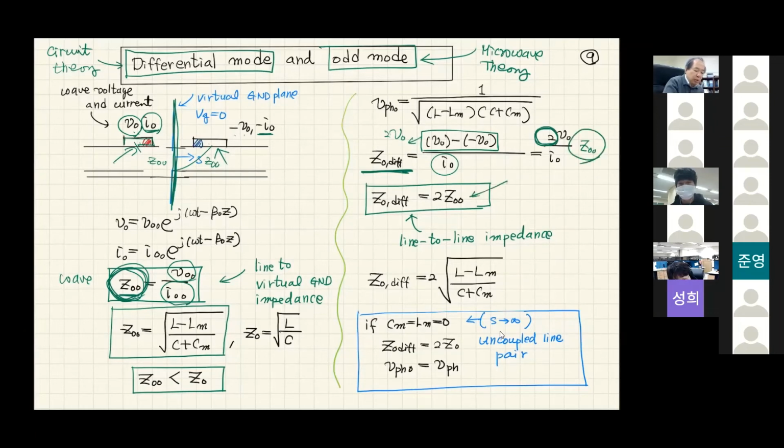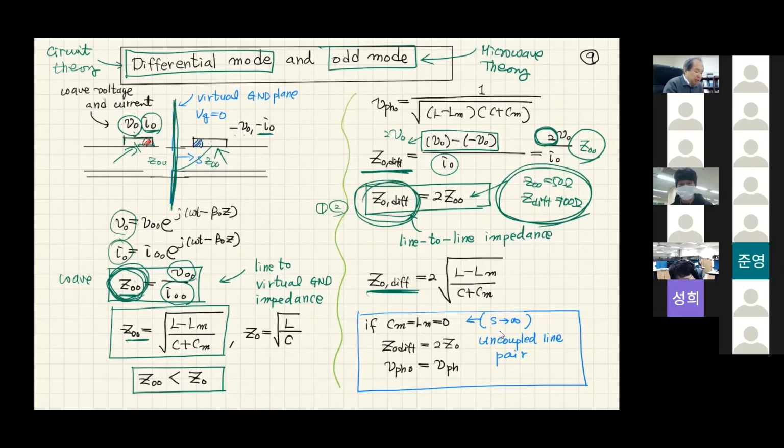So usually let's assume that odd mode impedance is 50 ohm and differential mode impedance is usually 100 ohm. But phase velocity is the same because the field distribution doesn't change. The only difference between differential mode and odd mode is the definition. Differential mode is the wave voltage and current ratio between the two lines, line 1 and line 2, but odd mode impedance is defined between line 1 and virtual ground. So simply, you can assume that differential mode impedance is twice the odd mode impedance.